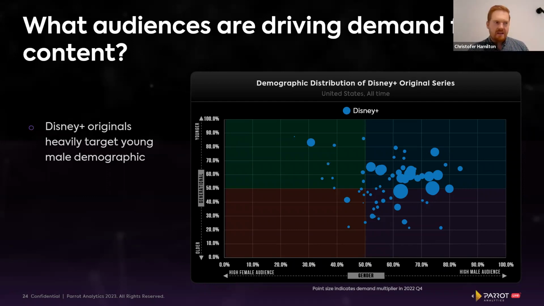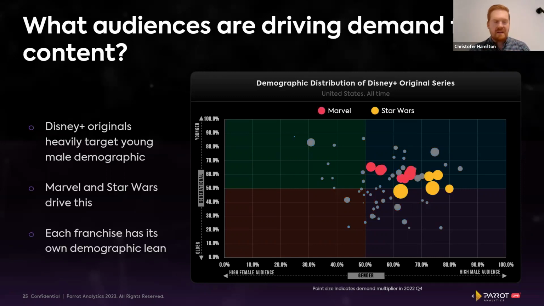And we can see a clear pattern with Disney Plus. Almost all of its shows, and definitely its biggest series, are in that upper right quadrant. So that means these shows appeal most to young men. And that's similar to what we saw with Moon Knight. So Moon Knight fits the pattern of the rest of Disney Plus's original content in terms of catering to younger male audiences. And that's really driven by its two main franchises, Marvel and Star Wars.